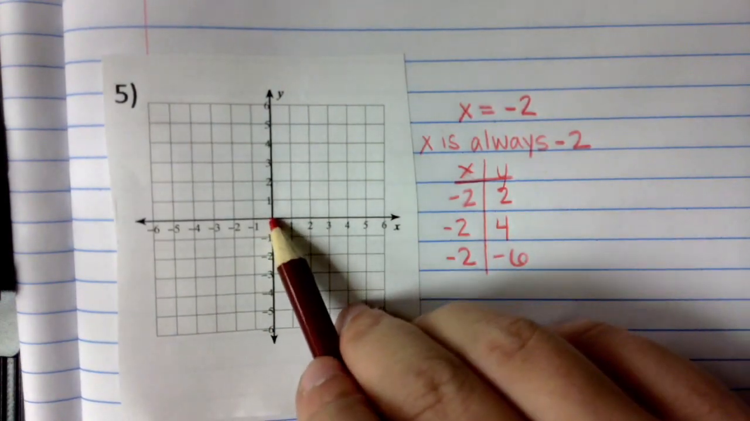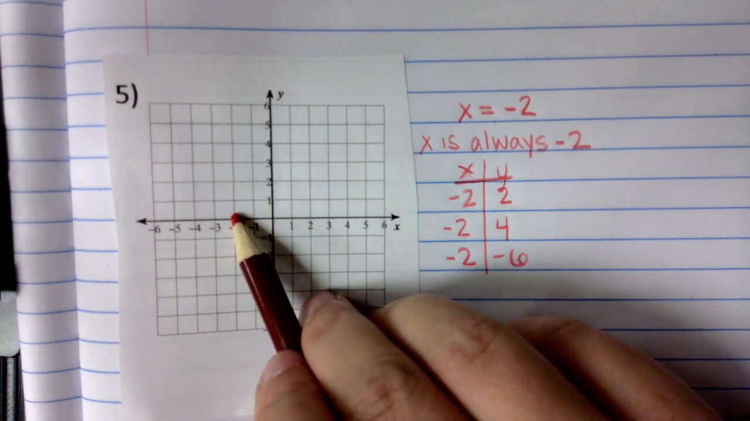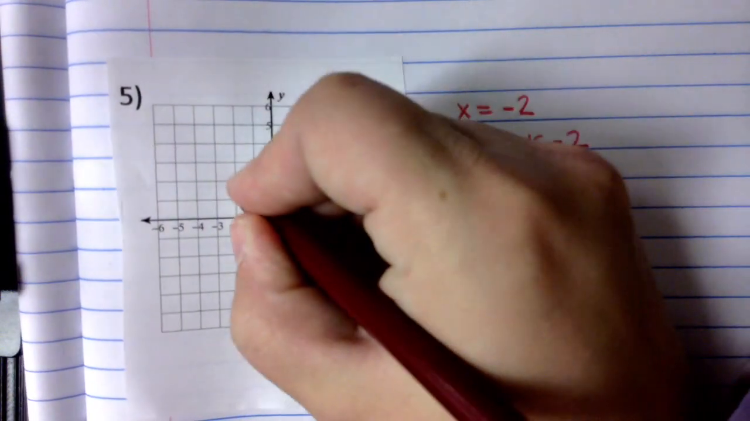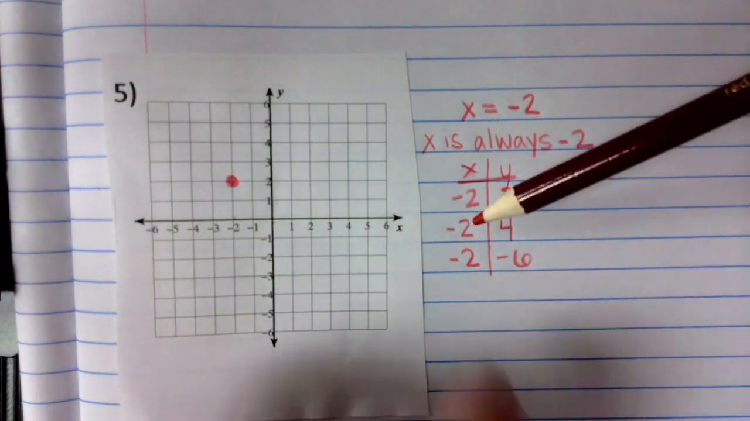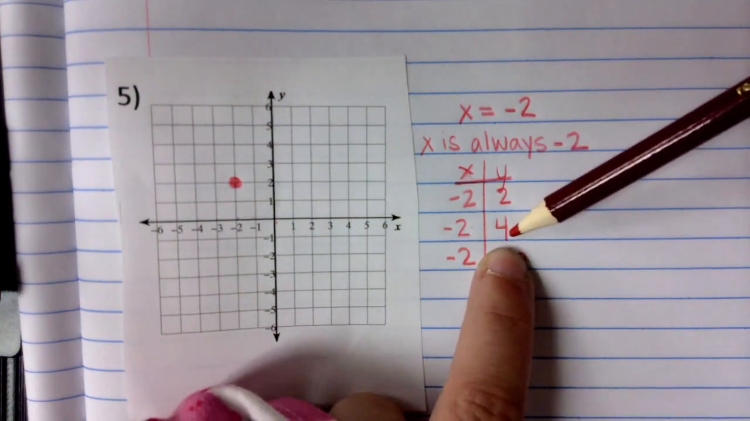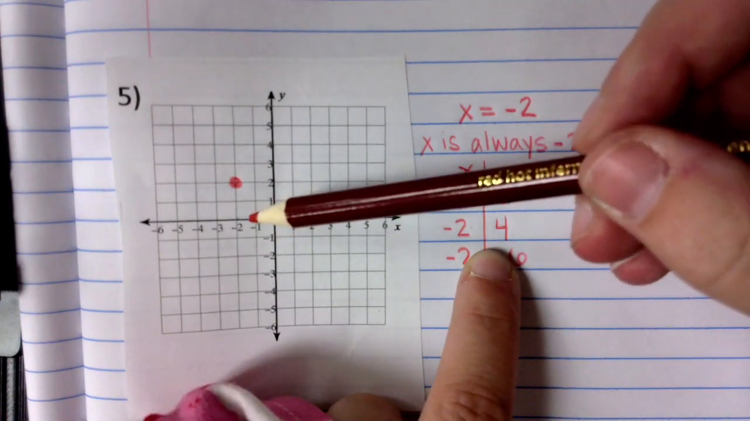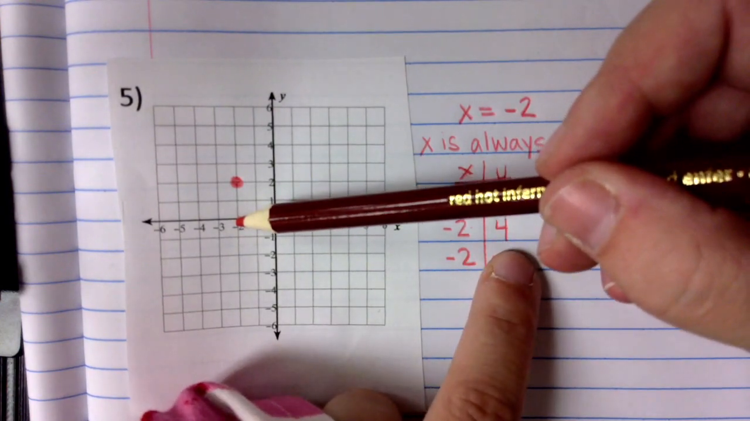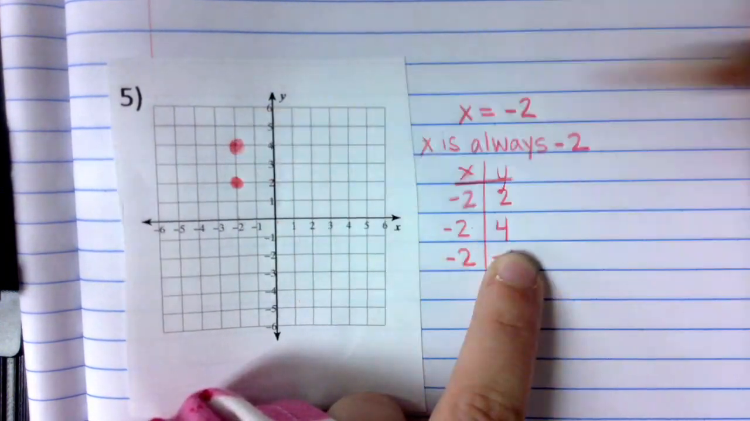Then we have -2, 4. So from the origin, we're going to go left 2. And then how do I get to a +4? Up 4. Good, up 4. And you should be able to draw that line just between those 2 points. Again, I like a third point just to make sure I'm right. So -2, -6. From that origin to get to -2, we go left 2, down 6, which is all the way at the bottom.